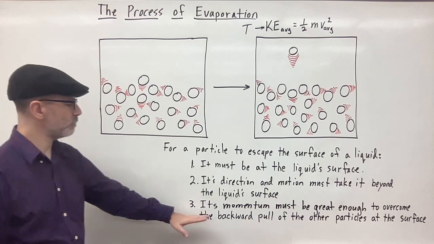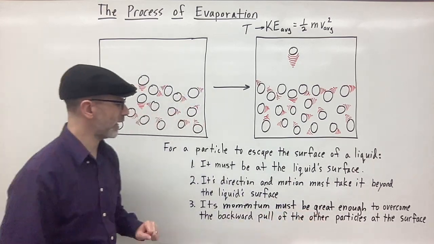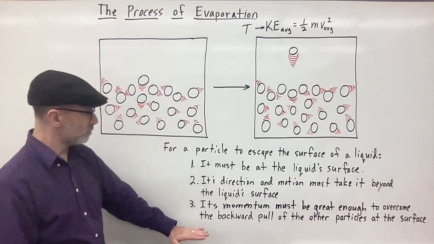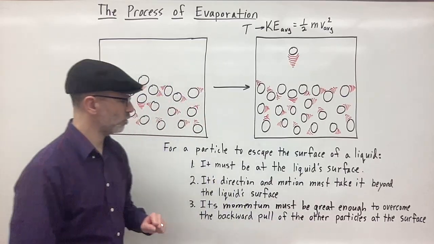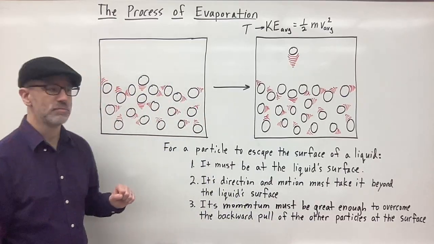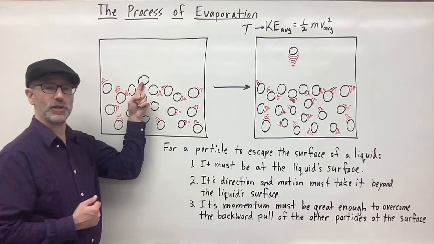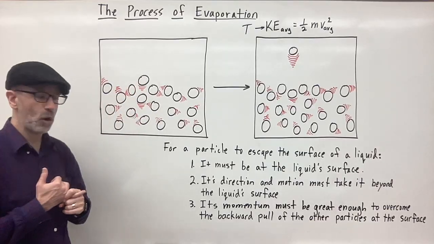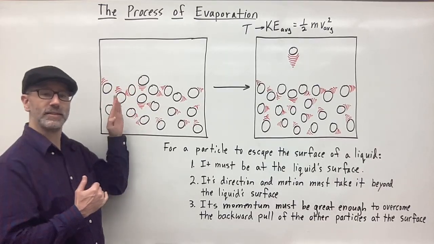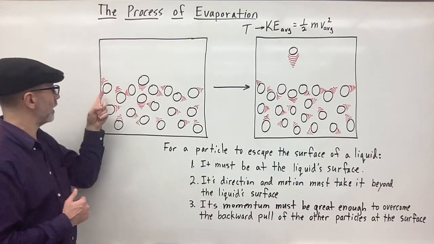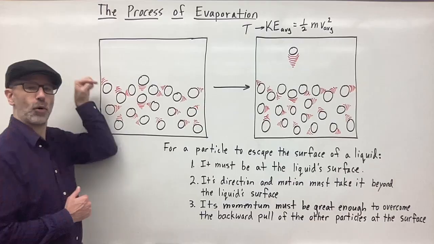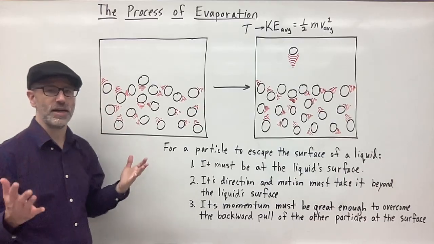And then three, its momentum must be great enough to overcome the backward pull of the other particles at the surface, right? So it's got to be at the surface. Its direction of motion has to be going beyond the surface. It's got to be going this way. It can't be going this way, right? This one is at the surface, but it's going in the wrong direction, right? So that's not going to help.